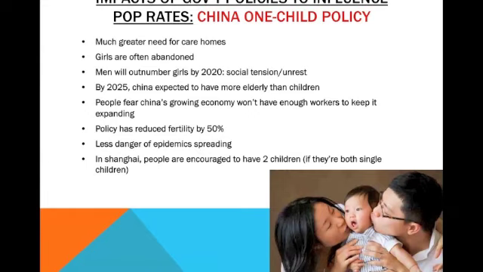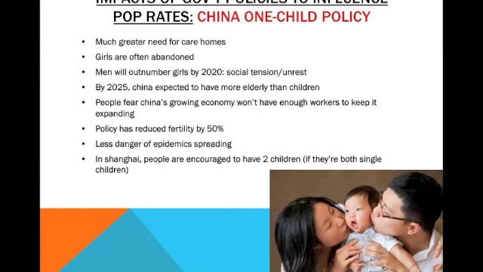Also, another impact was that a lot of girls were abandoned. For instance, if you were a family, a wife and a husband, and you gave birth and it's a girl, it's very likely that you would kill it or leave it somewhere because you didn't want a girl as your only child. You'd rather have a guy who can really work and do manual labor and make money for the family or something like that. And so a lot of girls were abandoned.